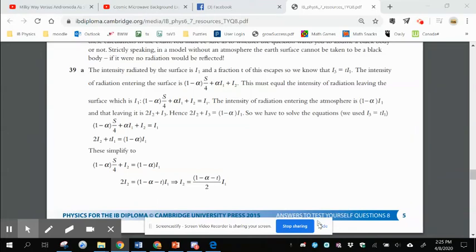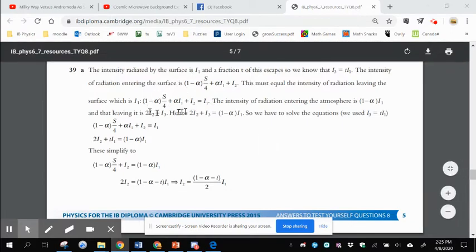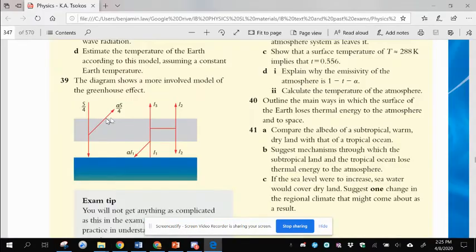All right, so this is the second part of the explanation. So we were talking about this, the intensity I1, this one, I1 equals the sum of these three radiations together. Now, what about the radiation coming into the atmosphere?